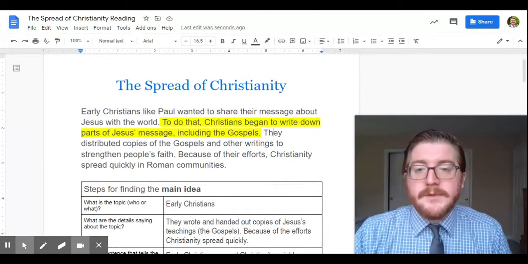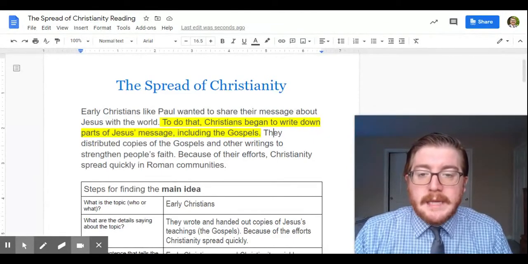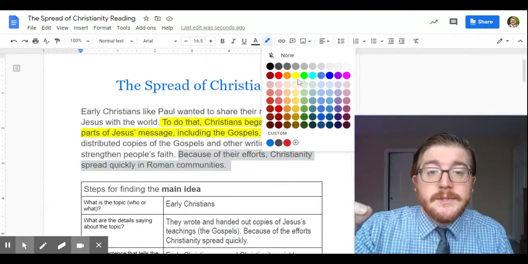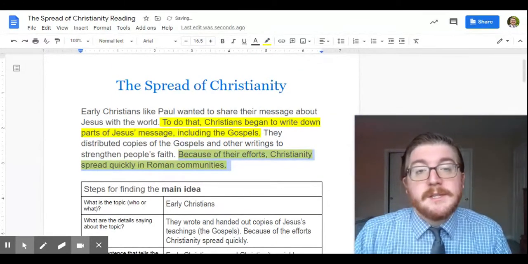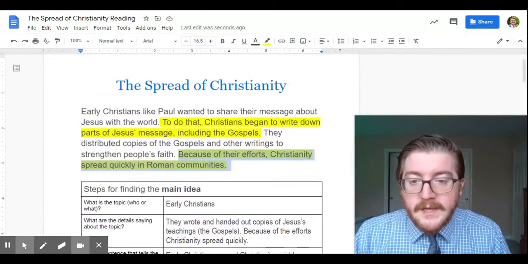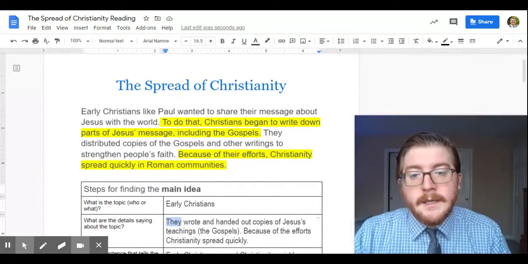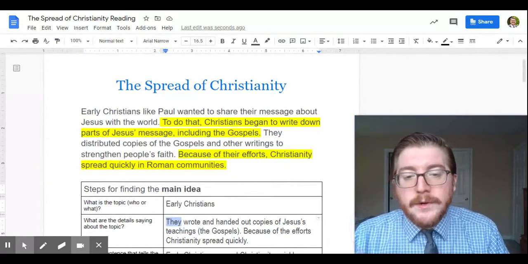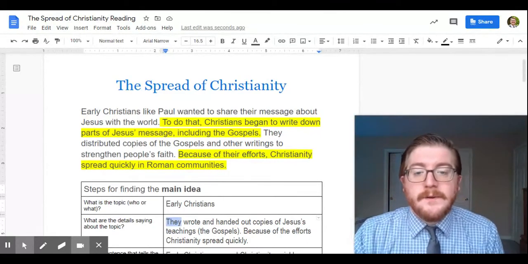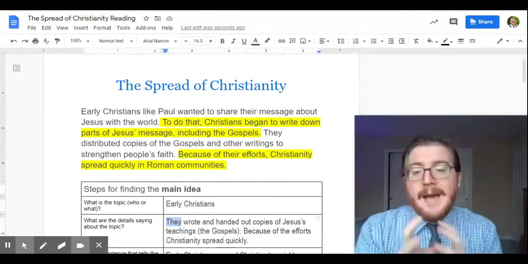So we see that once they have those, they're distributing these writings and they are spreading the religion. And because of these efforts of writing it down and sharing them with people, this is how we can see Christianity spread quickly into Roman communities. So when we scroll down, what are the details saying about the topic? We can see that they, meaning early Christians, the who, the big idea, wrote and handed out copies of Jesus' teachings, aka the Gospels. And again, because of these efforts, Christianity spread quickly. So we can take these ideas and mash them together.